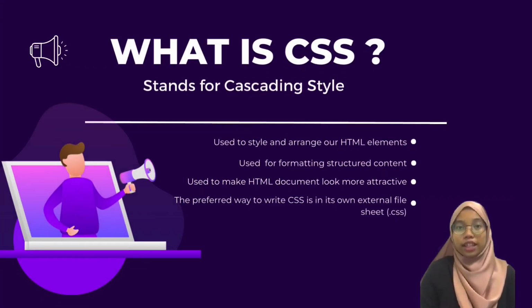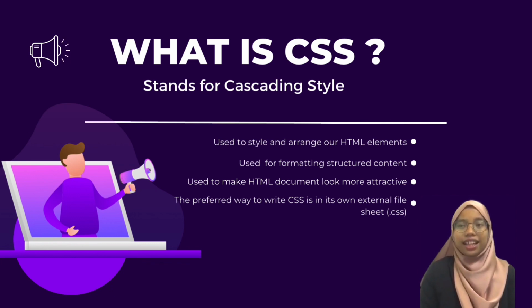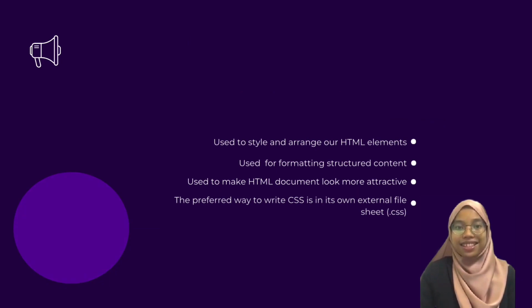Alright, moving on to the next part, which is CSS. CSS stands for Cascading Style Sheet, and it is used to style and arrange our HTML elements. It is also used for formatting structured content and to make HTML documents look more attractive and presentable. The preferred way to write CSS is in its own external file sheet, which is .css.